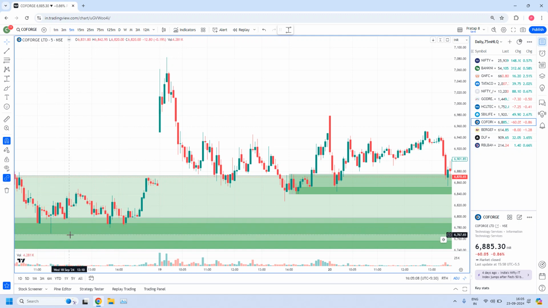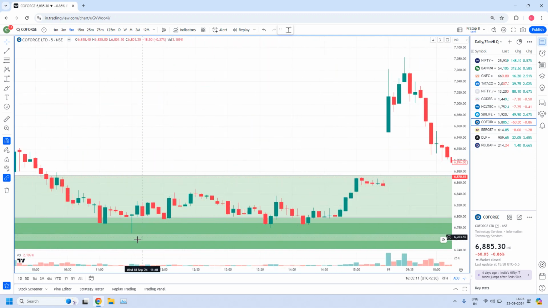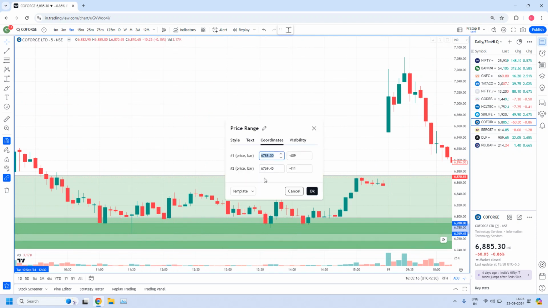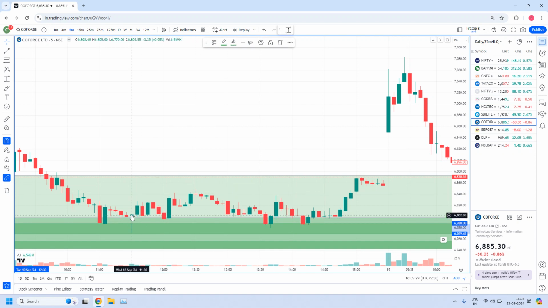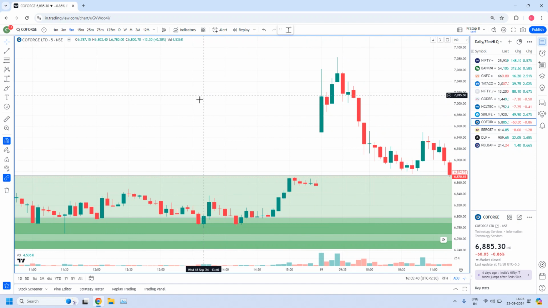It went very deep, close to the distal line. It is not pierced, but went close to it. What is the distal line here? The value is 6769.45. 6769.45. What is the low of this candle? 6770. So it did not reach the distal line. Just 1 rupee before that, it started moving up. Again, next time, again it picked up.